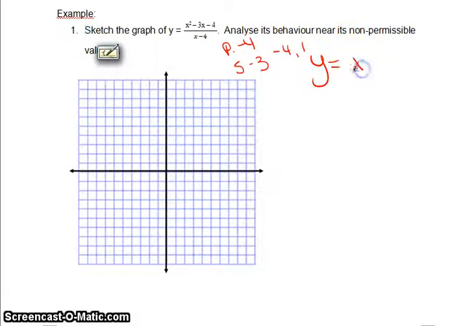So we can rewrite that middle term. So we have x squared minus 4x plus x minus 4, divided by x minus 4. And remember, it doesn't matter which order you put your negative 4x or plus 1x, as long as you get the right numbers in there, that's all that matters.